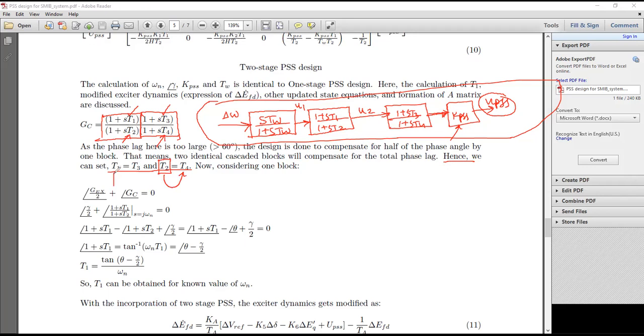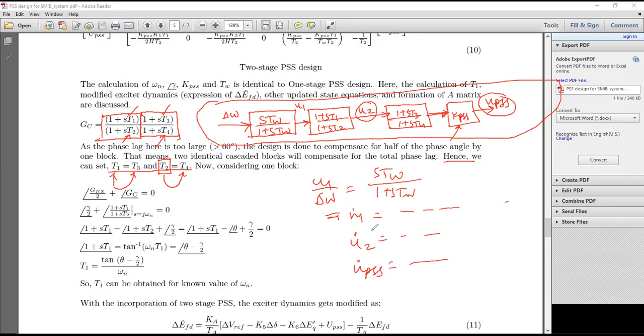So the design part involves the calculation of T1. And once you get T1, you assign it to T3. And you simply go with the simplification steps, simplification of these transfer function blocks. That means you again go for U1 by del omega, which is STW over 1 plus STW, and you calculate your U1 dot and so on. So in the two-stage PSS, in addition to U1 dot, you will have some U2 dot because we set it here. And of course, you will have UPSS dot. So that means you will have one additional state here compared to the one-stage PSS design.